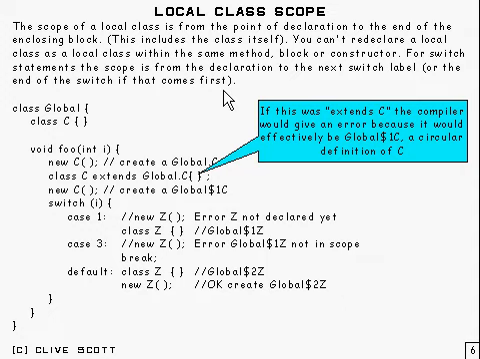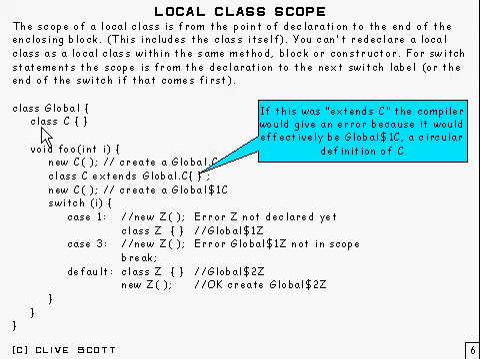Now, for switch statements, it's a little bit different. Any local class declared inside a switch statement, its scope is from the declaration to the next switch label, or to the end of the switch statement if that comes first. So here's an example to illustrate that.